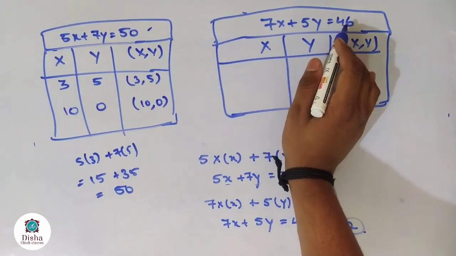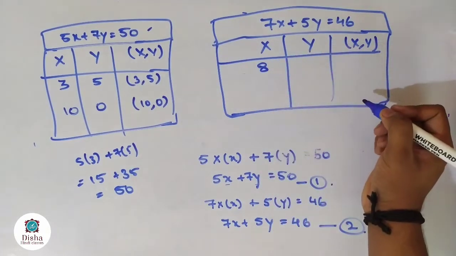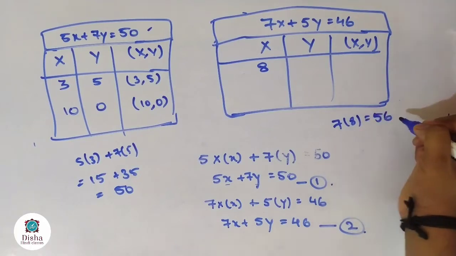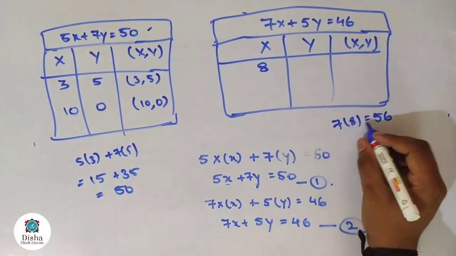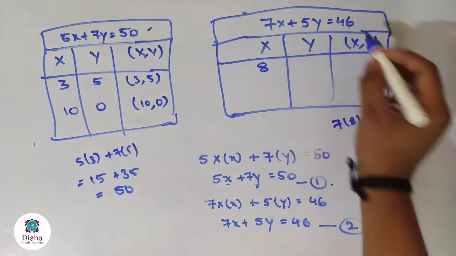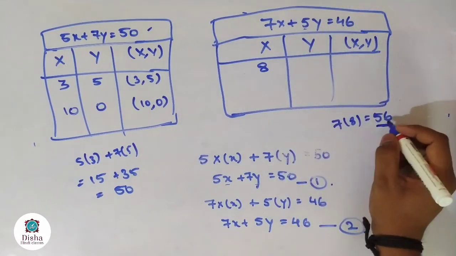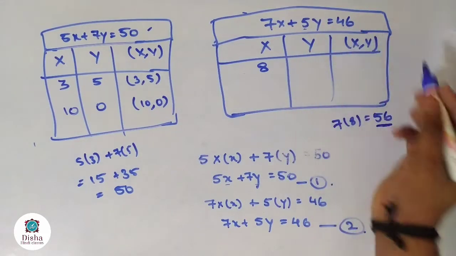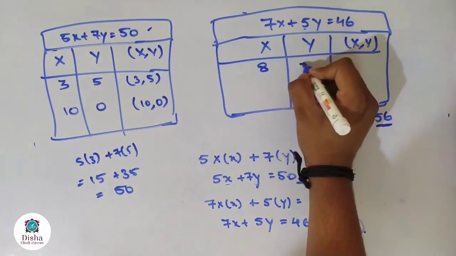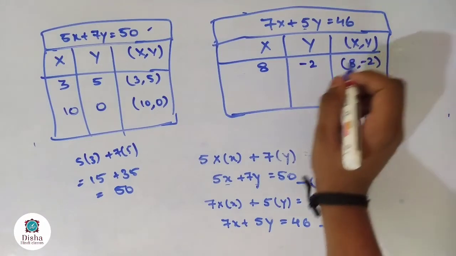Now here, 7x plus 5y equals 46. Let us take x value as 8. So 7 into 8 will be 56. And then the y value will become, here we have 46, here we got 56. So how much is 56 more than 46? 10. So 5 into 2 is 10, but we have to keep it in minus. So therefore minus 2. So 8, minus 2.